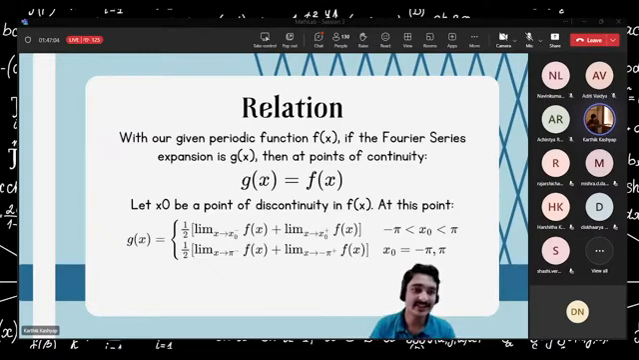Similarly, for pi plus, you can say that the right part of pi is equivalent to almost the left part of the next periodic part of this function. So we can take that as minus pi plus. So that is how we get the next part.